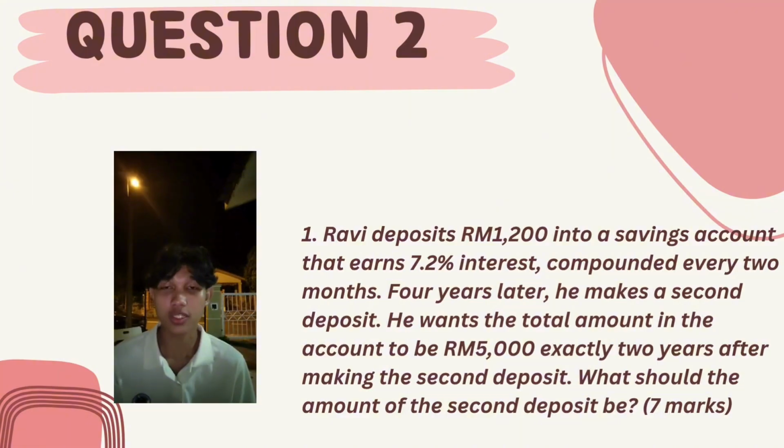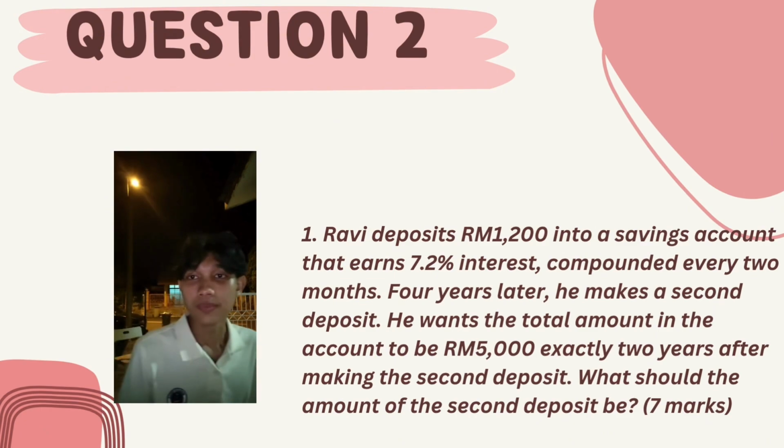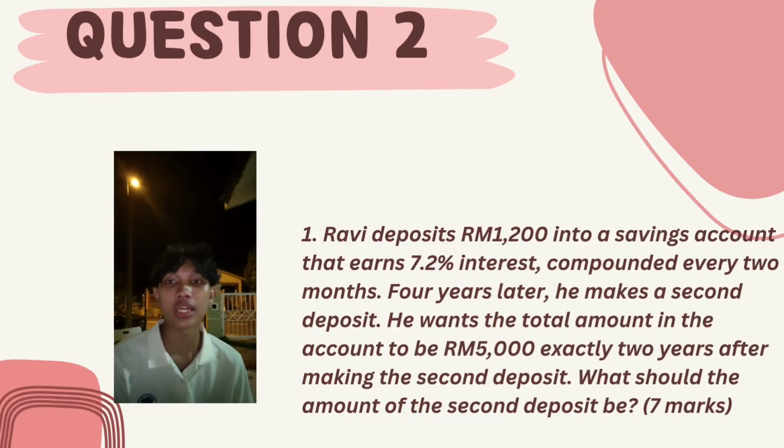So I'm going to discuss with you guys question number 2. Let's read the question first. Ravi deposits RM1,200 into a savings account that earns 7.2% interest compounded every 2 months. 4 years later, he makes a second deposit because he wants the total amount in the account to be RM5,000 exactly 2 years after making the second deposit. What should the amount of the second deposit be?